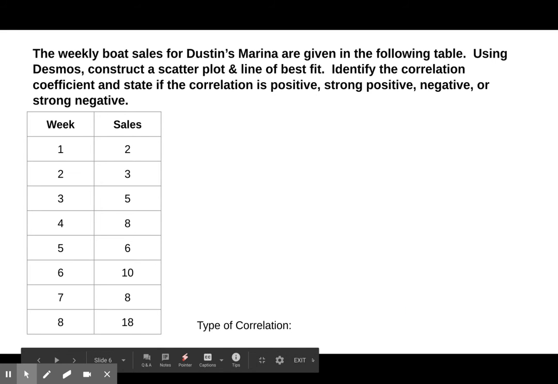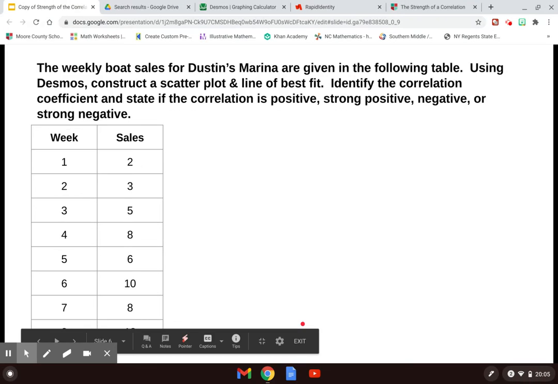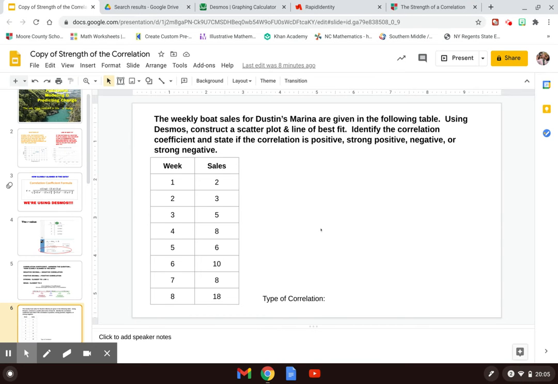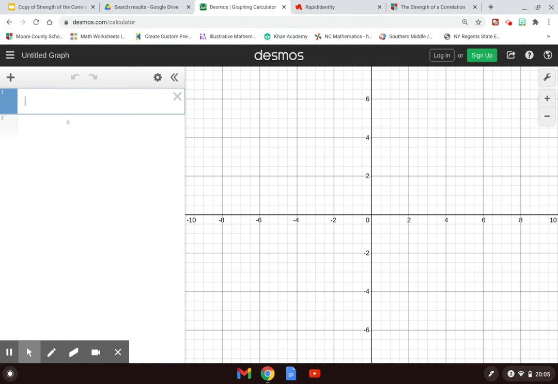All right, so let's look at an example here. We see here that the weekly boat sales for Dustin's Marina are given in the following table. Using Desmos, we're going to construct a scatter plot and line of best fit, then identify the correlation coefficient and state if the correlation is positive, strong positive, negative, or strong negative. All right, so we go to Desmos, and just like we did before, we hit the plus key and come down to table, and we're simply going to enter in all the values.